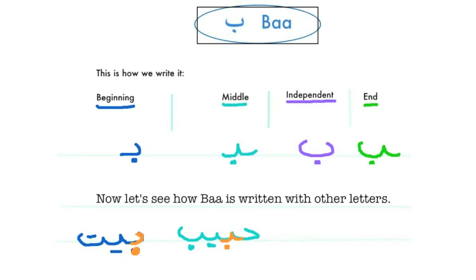Now watch as I write the word Bab. The word Bab has ba used as an independent and it means door. Now watch as I write the word Kalb. The word Kalb has ba in the end of the word and it means dog.